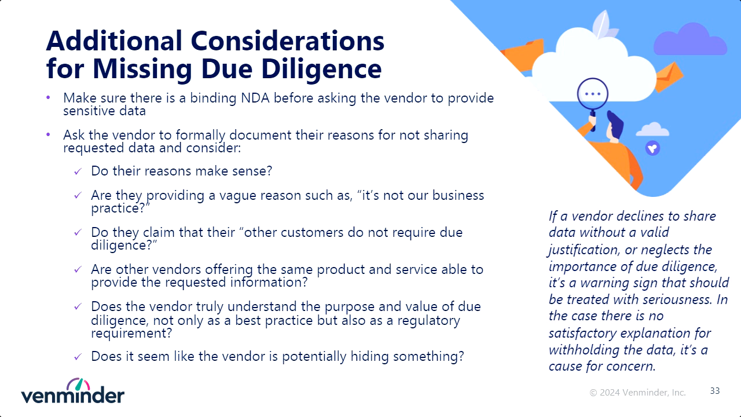As you're going through this process of trying to obtain missing due diligence, one thing to consider is to make sure there's a binding NDA before you ask them for any sensitive information. This can just help give that reassurance that your organization isn't going to share any of their data. Also, ask the vendor to document their reasons for not sharing certain information. It's important to ask yourself whether their reasons make sense.